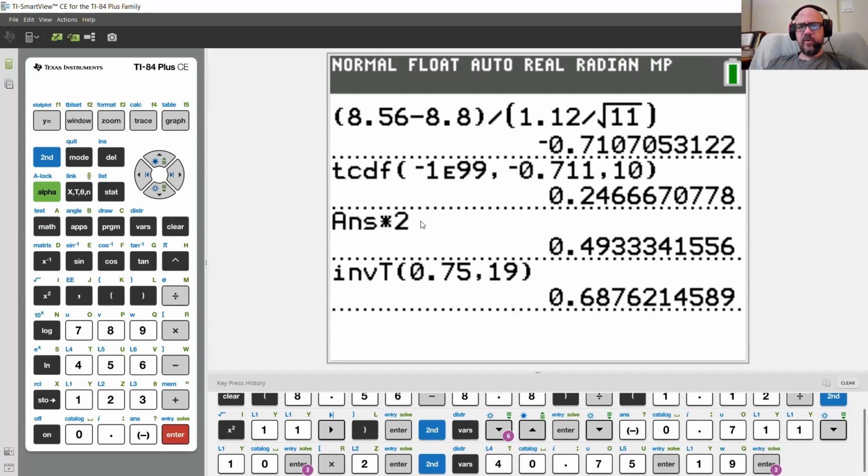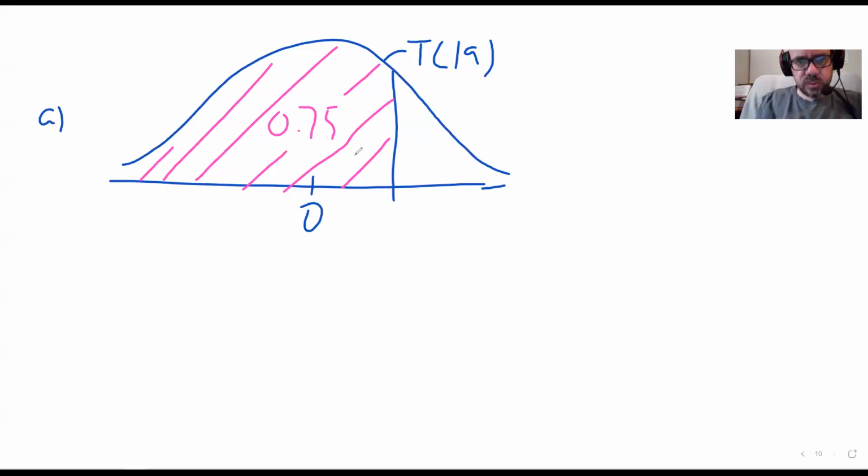So we paste that in, there you go, 0.687. That's the number we're looking for. That, by the way, is a t-score. That's not like a sample mean or anything like that. It's just a t-score, t-statistic. So 0.688. So let's go label that on the whiteboard. So this is 0.688.